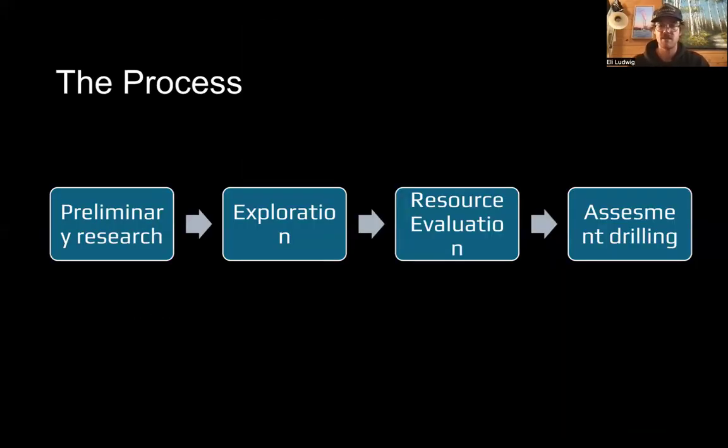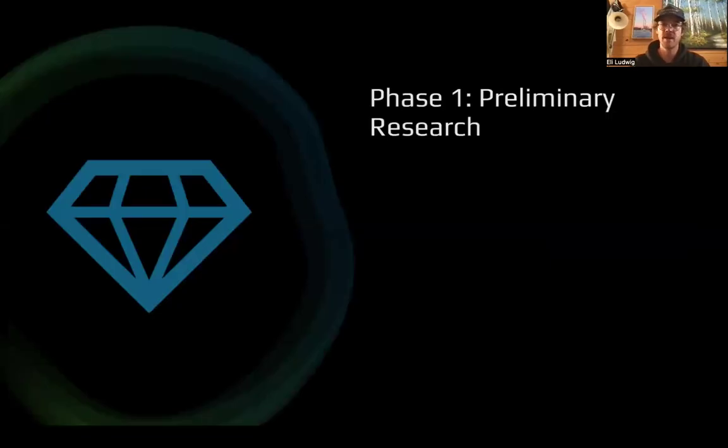So, what is the mineral exploration process? It's kind of a four-step circular process where you start with doing preliminary research, and then you move and you do some exploration where you've decided to look, and then you do resource evaluation, and then you proceed into the final step, which is assessment drilling. So in the preliminary research phase, you're looking at online resources, things that are available kind of to everyone. It's kind of like, in the lab looking.